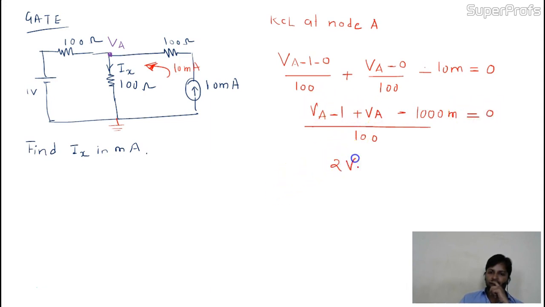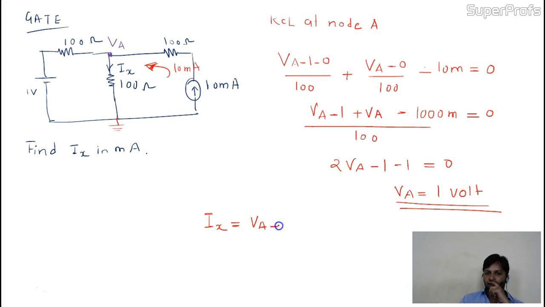VA, VA, 2VA minus 1. Here also it is minus 1. Okay, and 0. So VA equal to 1 volt. Now can we easily get the current IX? Yes, we can get. IX is nothing but VA minus 0 divided by 100. VA is 1 volt minus 0 divided by 100. So the current is 0.01.